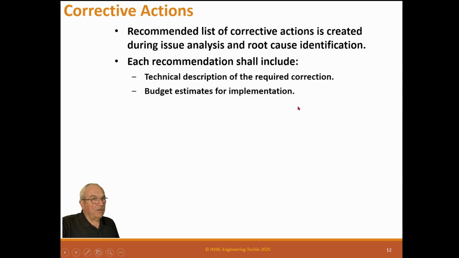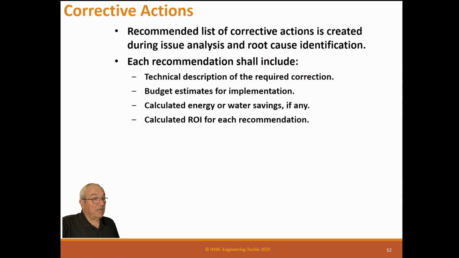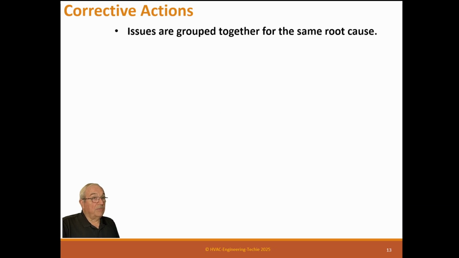Budget estimates for implementation. Calculated into your water savings, if any. Might not be, but they want this building better. You're still going to do that. Sometimes it's for comfort. Sometimes it's for better operation. Sometimes it's for reduced outside contractor expense. So it could be a lot of different things. The return on investment for each recommendation, and a scope of work document for any selected corrections. And this could be just a little sketch, it could be just a paragraph, it could be a whole set of documents. So it depends on what it's going to require to be done.